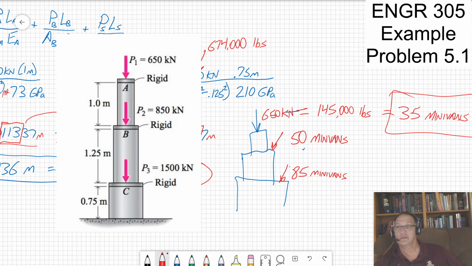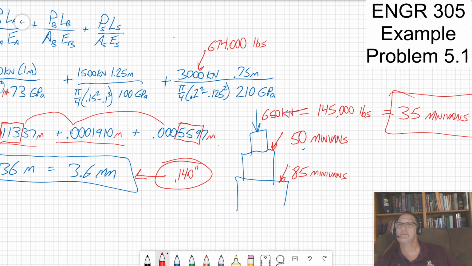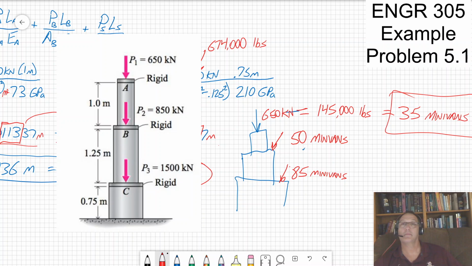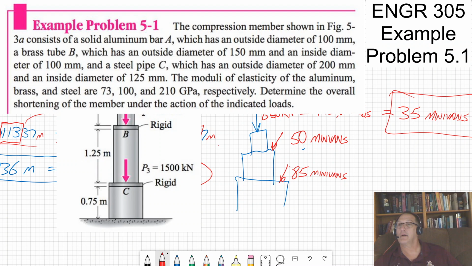I think it's only, let's get our problem statement again. The outside diameter is 200 millimeters. So yeah, that's about 8 inches across. Crazy.